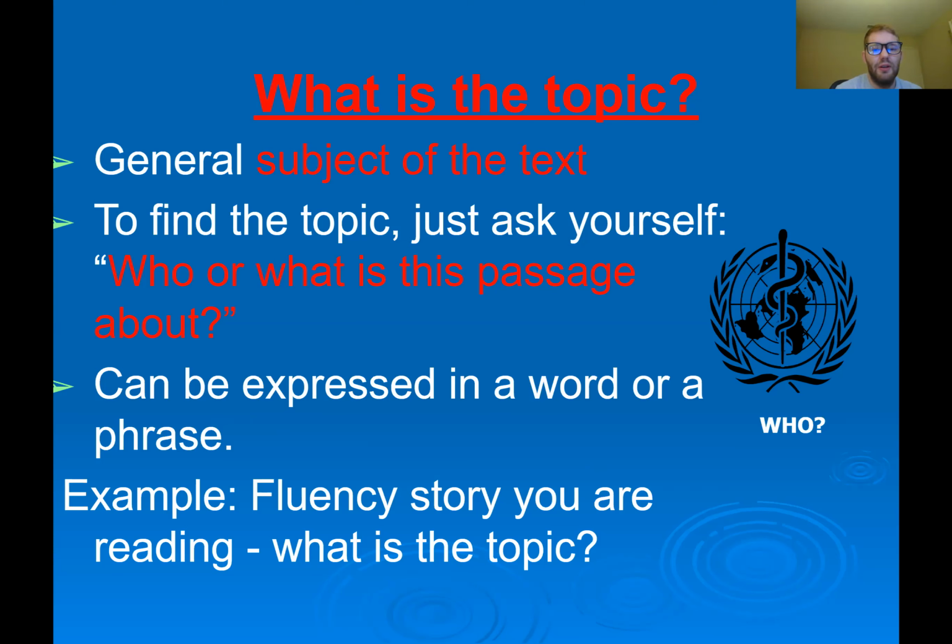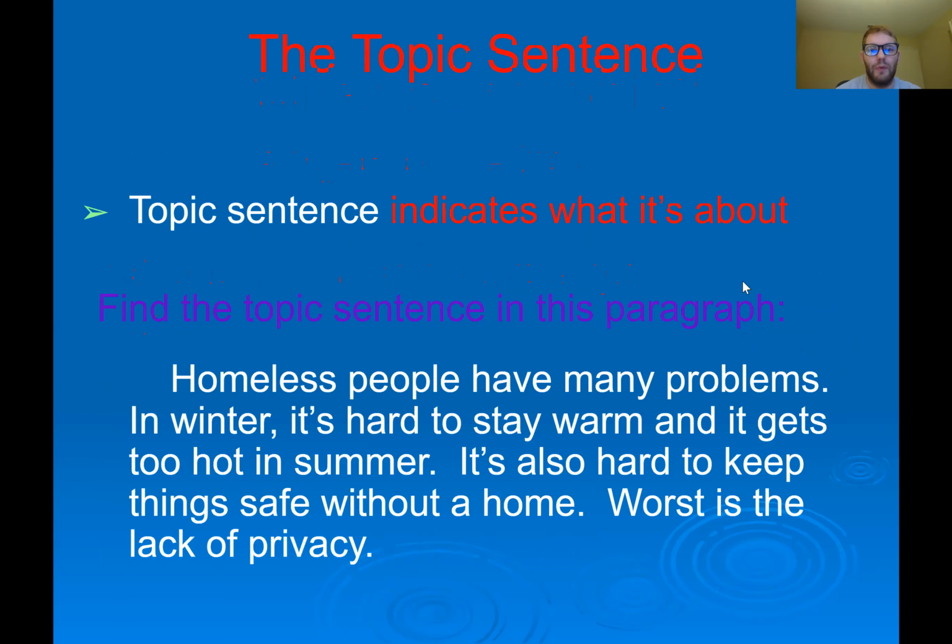So as you can see, a fluency story you are reading. What's the topic? Think about what you were previously reading for your 30 BCs, or if you were in the middle of reading Unwind or To Kill a Mockingbird, there could be just very general topics in there like life in the 1930s for To Kill a Mockingbird or dystopian future for Unwind. And your topic sentence indicates what it's about.